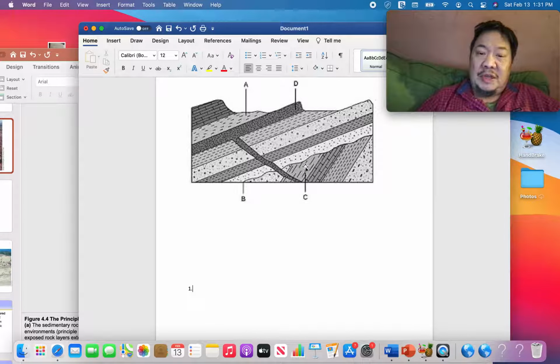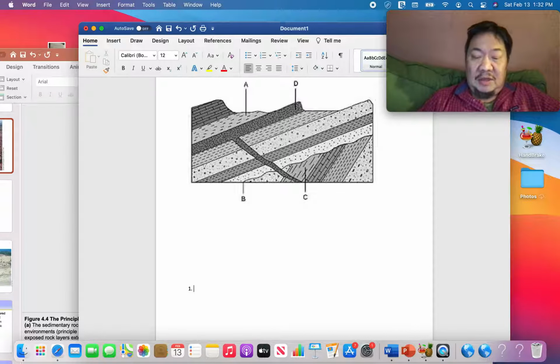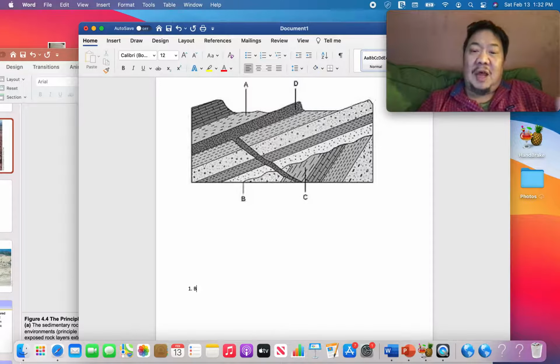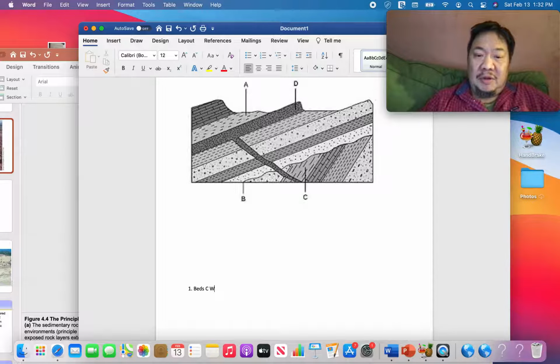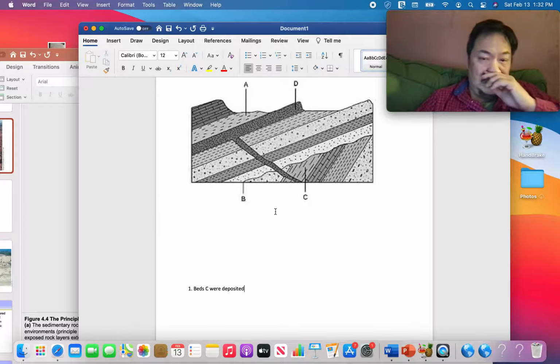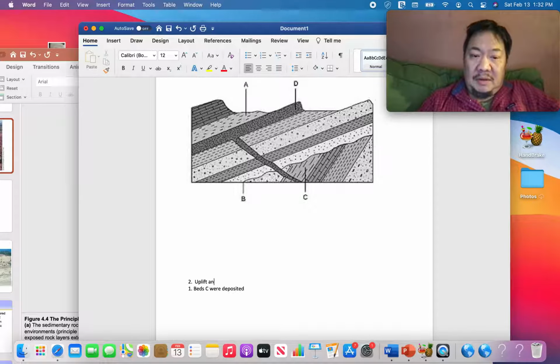Okay, see how they wrote C here? So they wrote C here to represent all of these beds underneath the unconformity surface. So you could simply write, a conglomerate was deposited, then shale was deposited, and limestone. But instead of that, for purposes of time in this diagram, I'll just say beds C were deposited. And that includes all of these beds. Then what happened? Uplift and erosion formed angular unconformity.